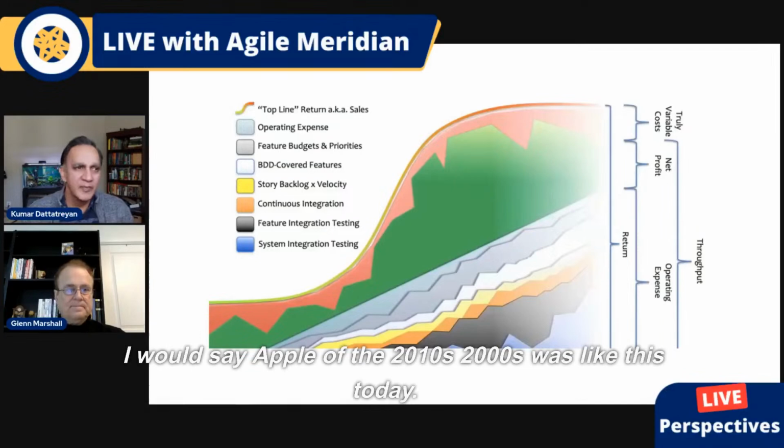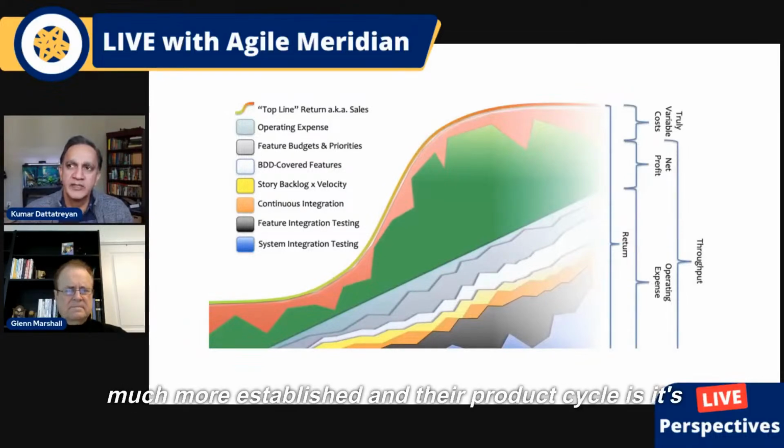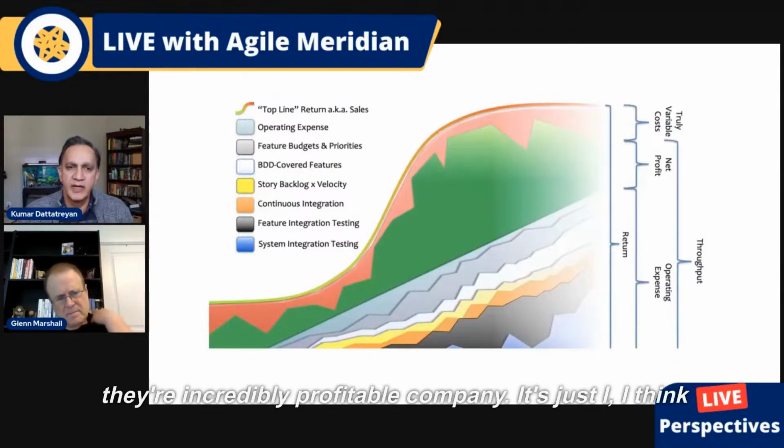Yeah, I would say Apple of the 2000s and 2010s was like this. Today, maybe not as much. They've become much more established, and their product cycle is more evolutionary than revolutionary. I agree with that. They had a very visionary leader who was famous for that. Their sales are still growing. Their market cap is still growing. Look at their sales. They're an incredibly profitable company.